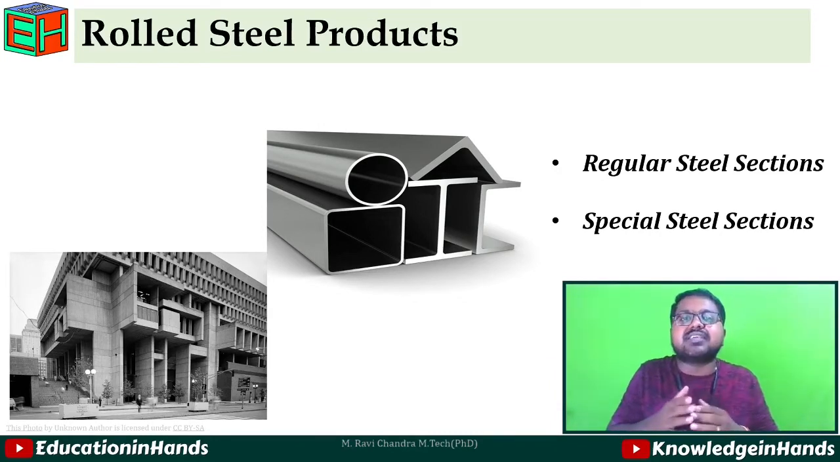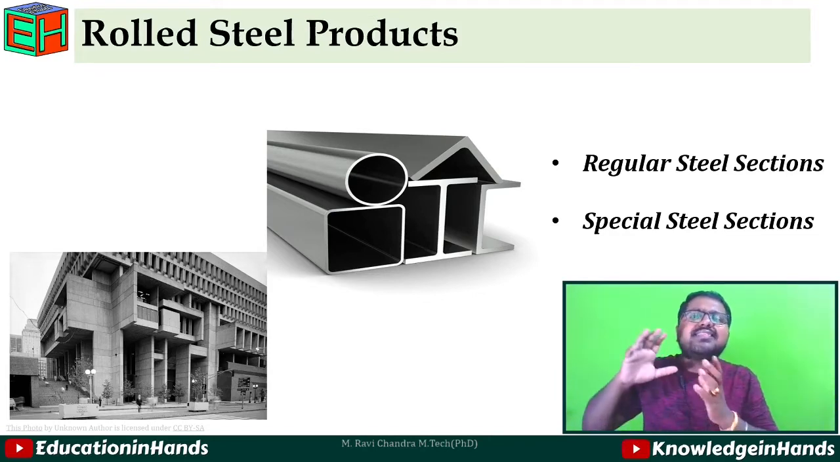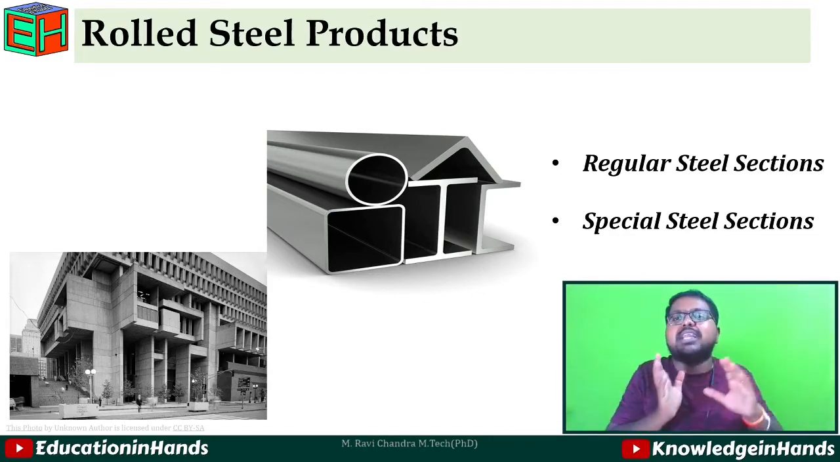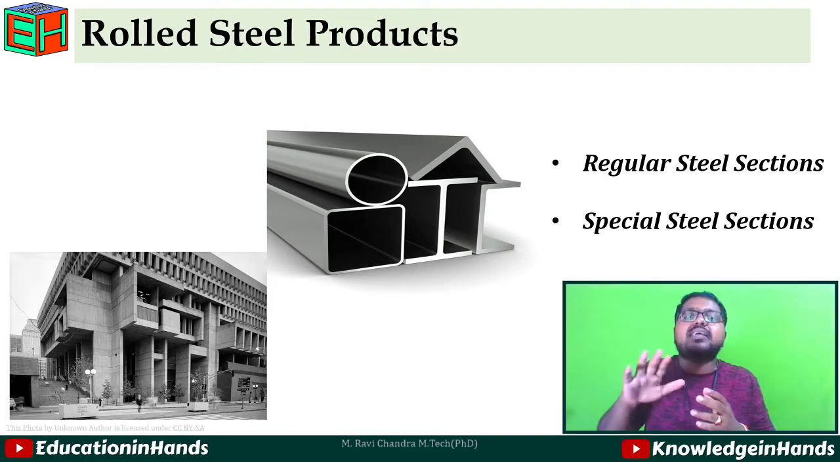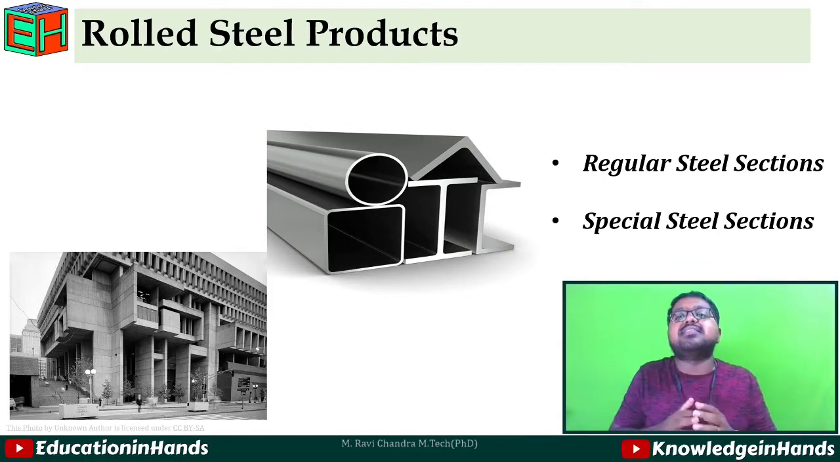Many steel sections are readily available in the market and are in frequent demand. Such steel sections are known as regular steel sections, whereas some steel sections are not used commonly, but the steel mills can roll them if an order is placed. Such steel sections are known as special steel sections.